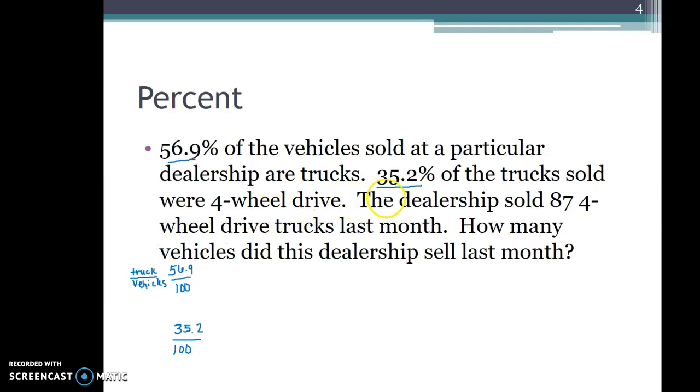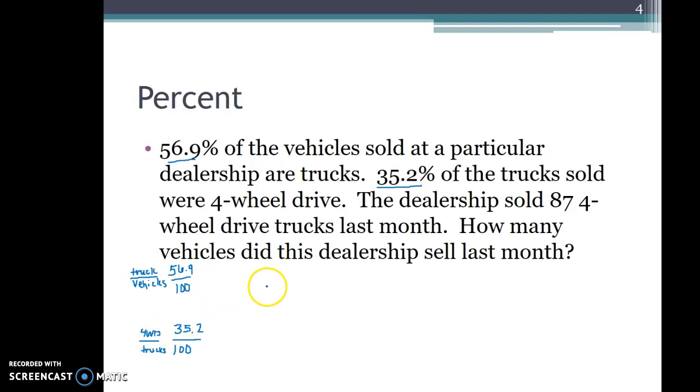Focusing on the second sentence, 35.2% of the trucks sold are four-wheel drive. So the second fraction that I have is representing that there are some of those trucks that are four-wheel drive. So four-wheel drive is the part and trucks is the total. Knowing what is being compared will help me solve this problem.